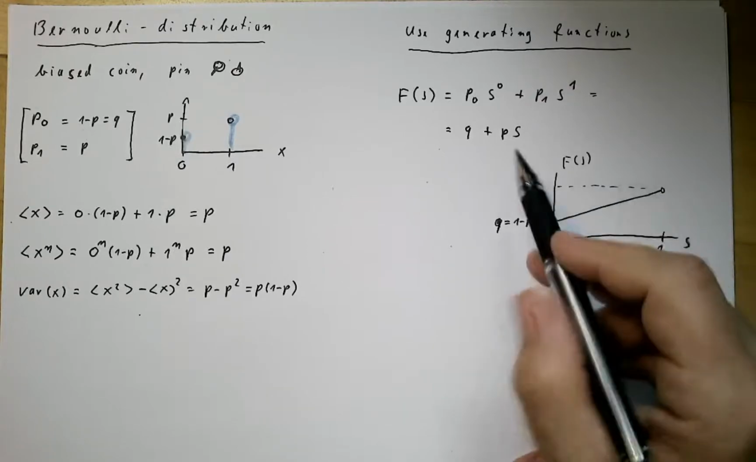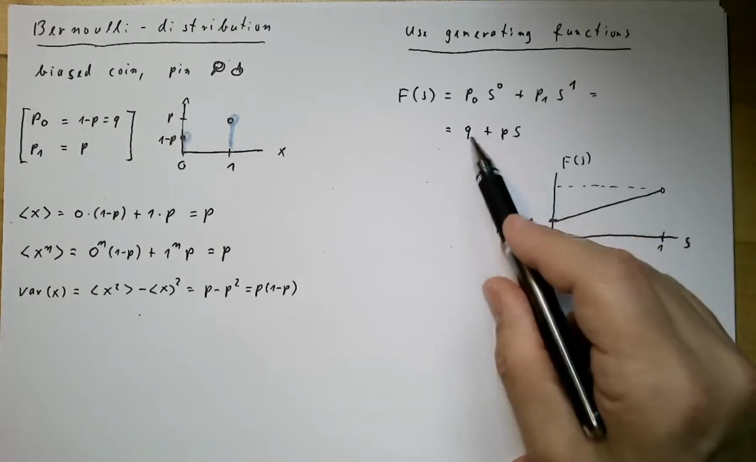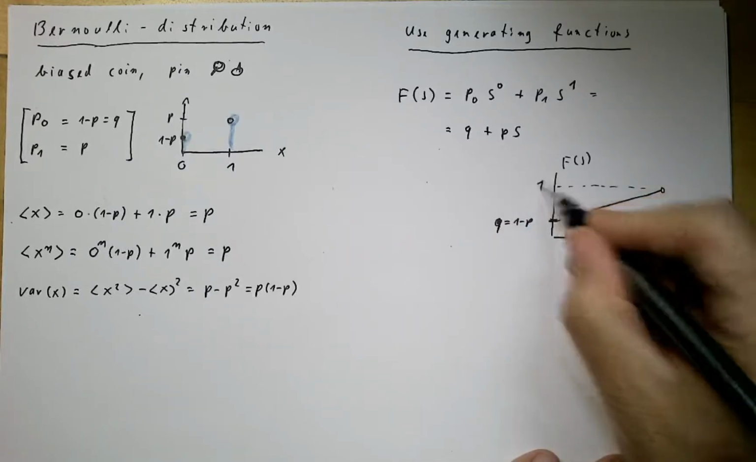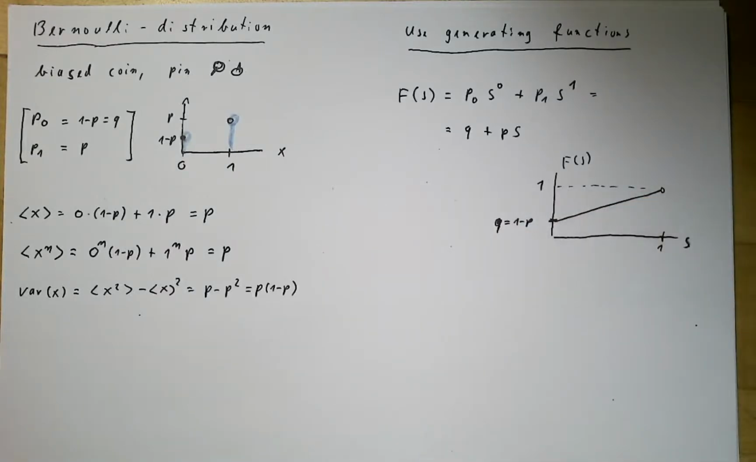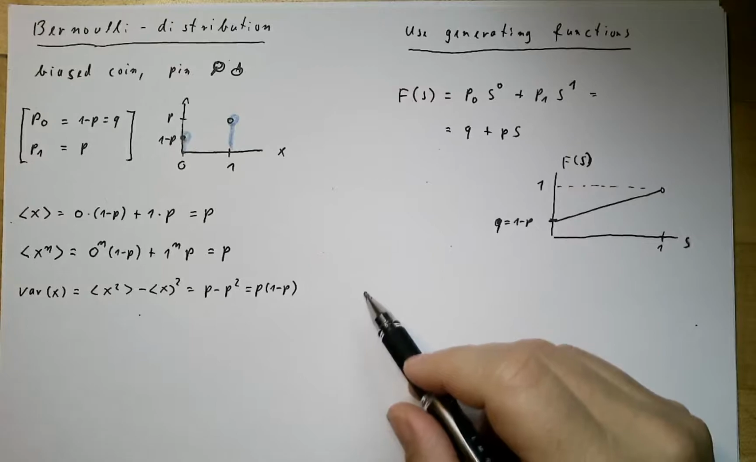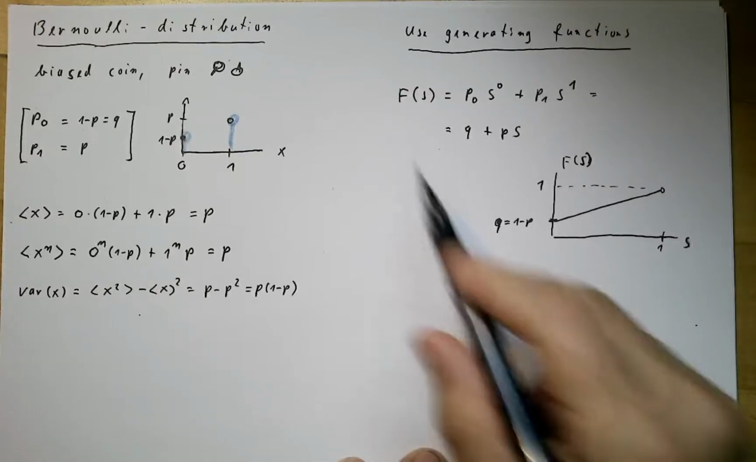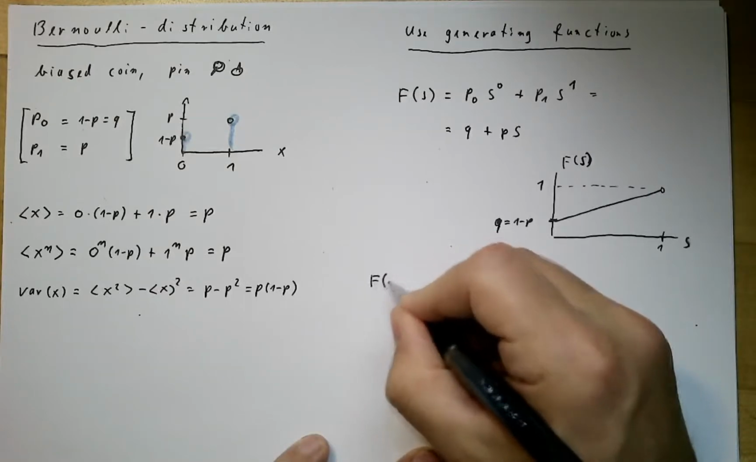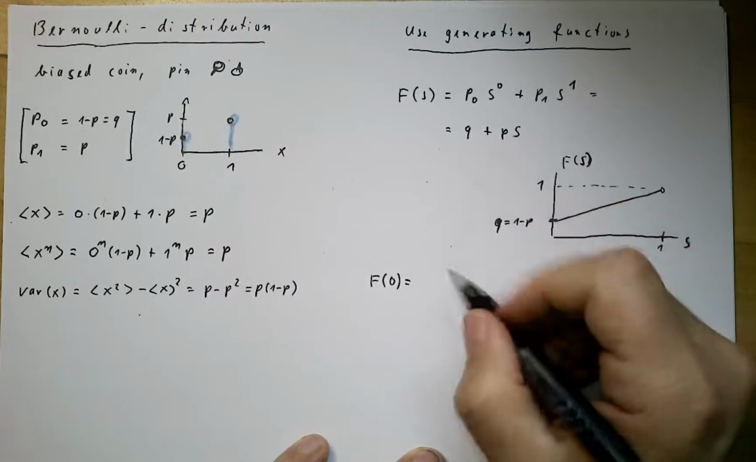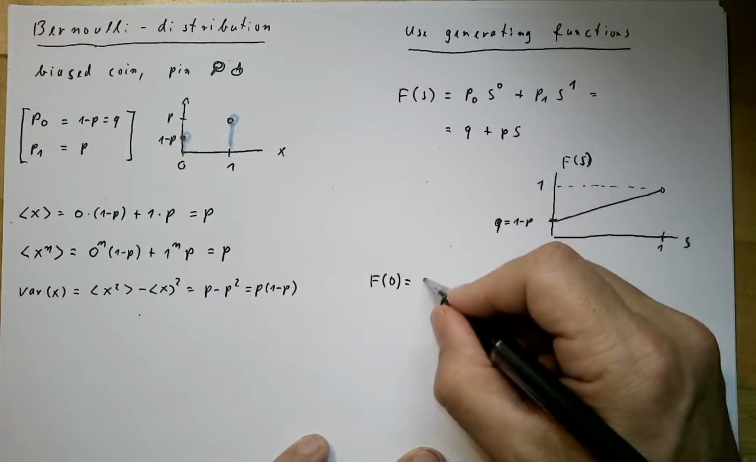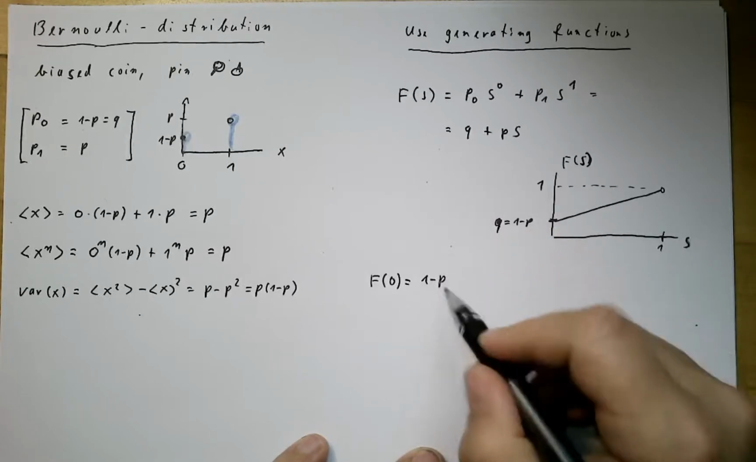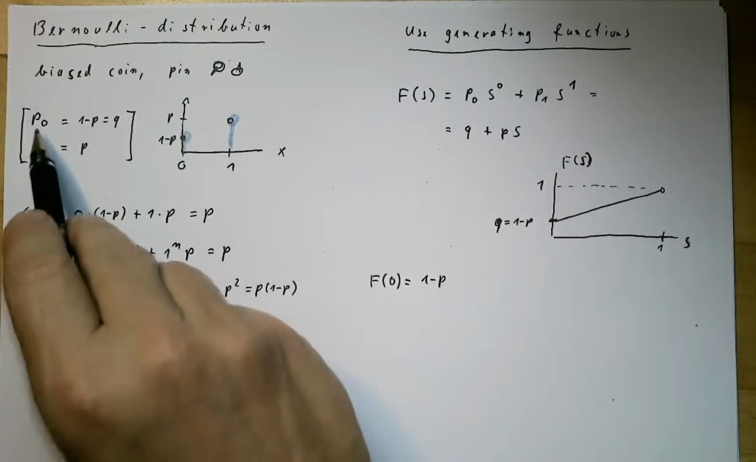Where is this 1? If you take s equal 1, then you have P plus Q, which is 1 minus P plus P equals 1. So the generating function is just a straight line. So let's see how we can generate all properties of our distribution from the generating function. What's f at position 0? That's just Q. So it's 1 minus P, and this is exactly what it should have been.